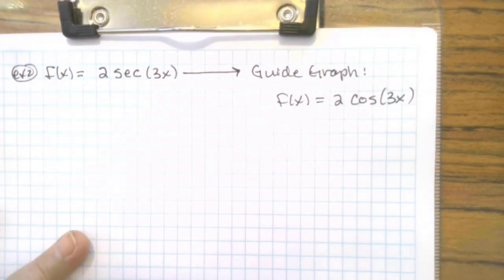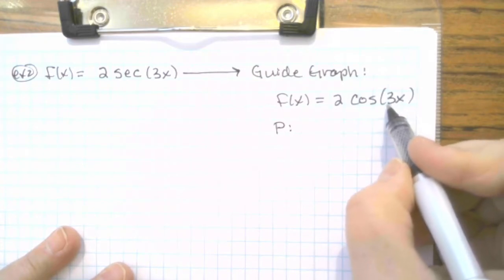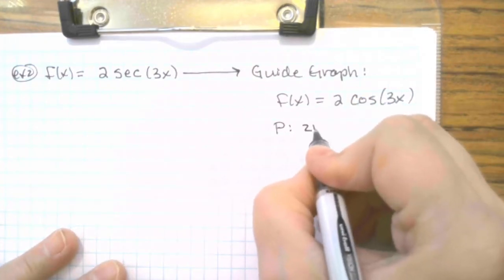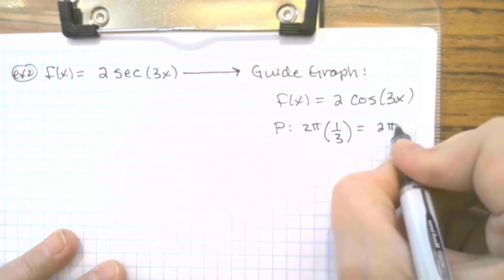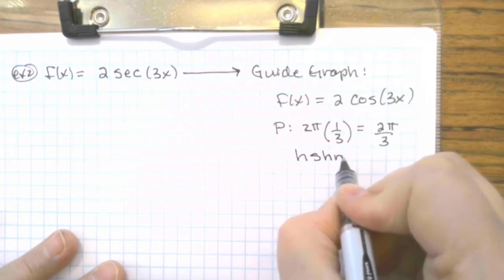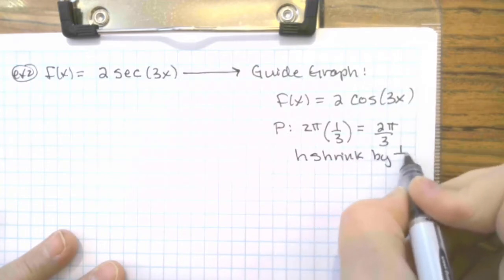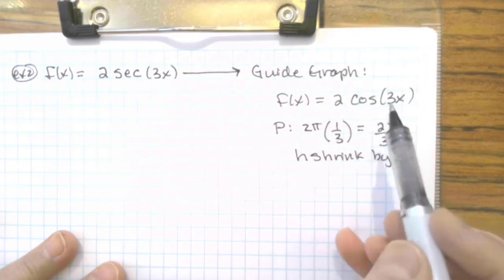Okay, so let's start with the period. Our x is being multiplied by 3, so we're going to go 2 pi times 1/3. That equals a new period of 2 pi over 3. So that is a horizontal shrink by 1/3. I just took the b value and flipped it.